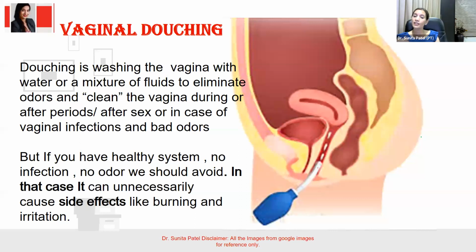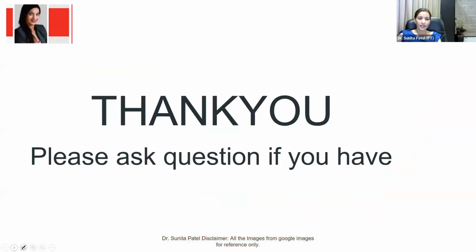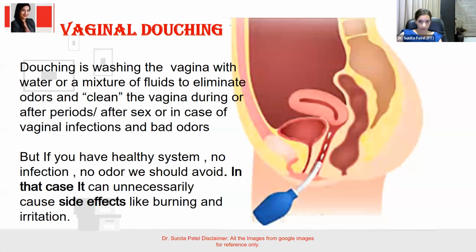So whenever you feel that there's inflammation going on inside the vagina and a burning sensation, we can also wash our vagina with chilled water. And those are the only two cases when we should wash it. Otherwise, avoid it. If you have a healthy system, don't irritate it unnecessarily. So this was vulvovaginal health, girls.